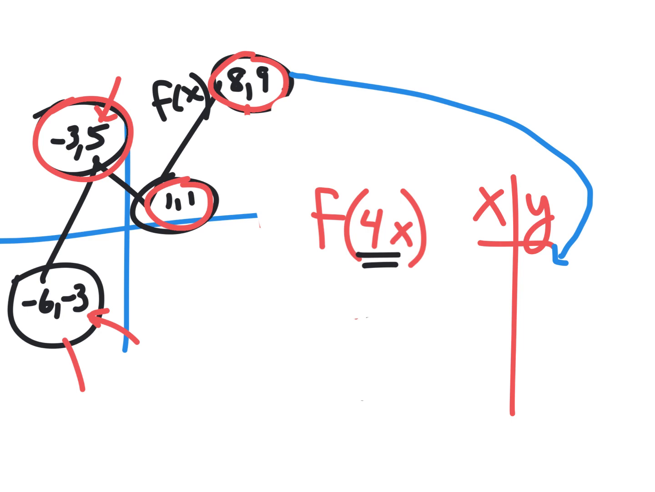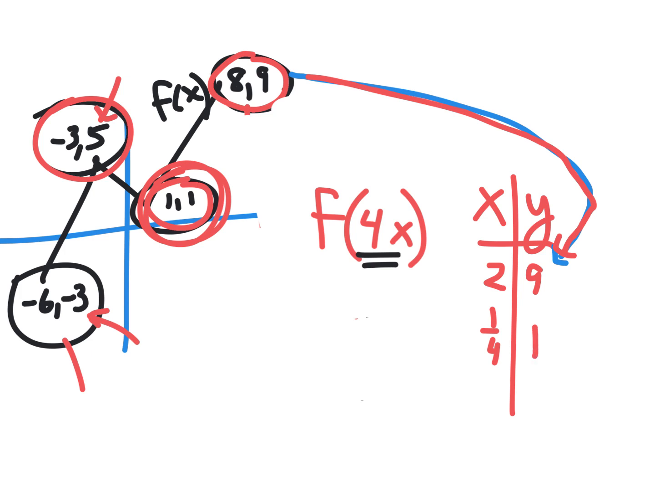All right. I think by now you've got it. Please tell me that you knew we should have divided all of the x's by 4. So then this 8, 9 turns into 8 divided by 4, which is 2, 9. This 1 divided by 4 is 1/4, 1. Notice the y values are staying the same. Negative 3 gets divided by 4, and then the y value stays the same.